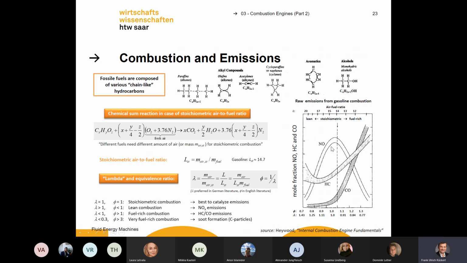This is produced by the air. The combustion air has about 79% nitrogen and about 21% oxygen. And if you have a really hot engine, you will produce nitrogen monoxide from the nitrogen and the oxygen.